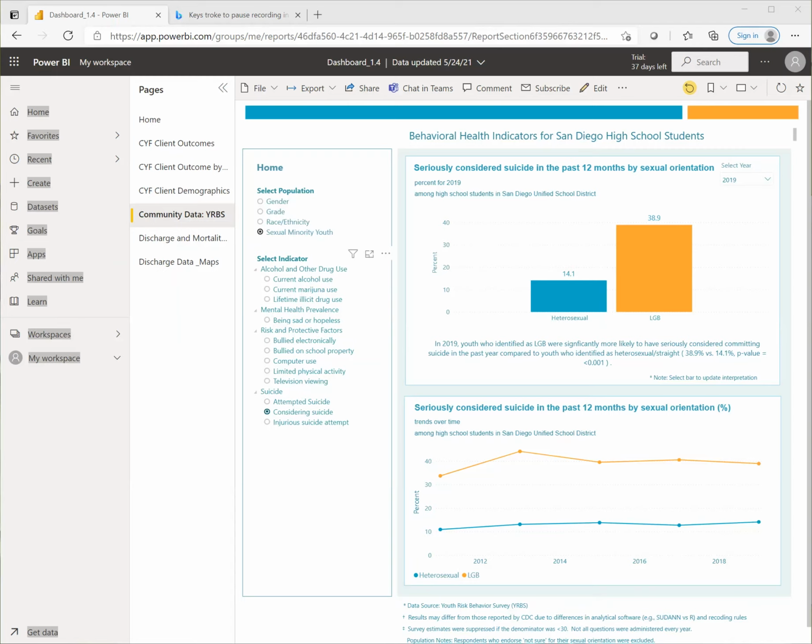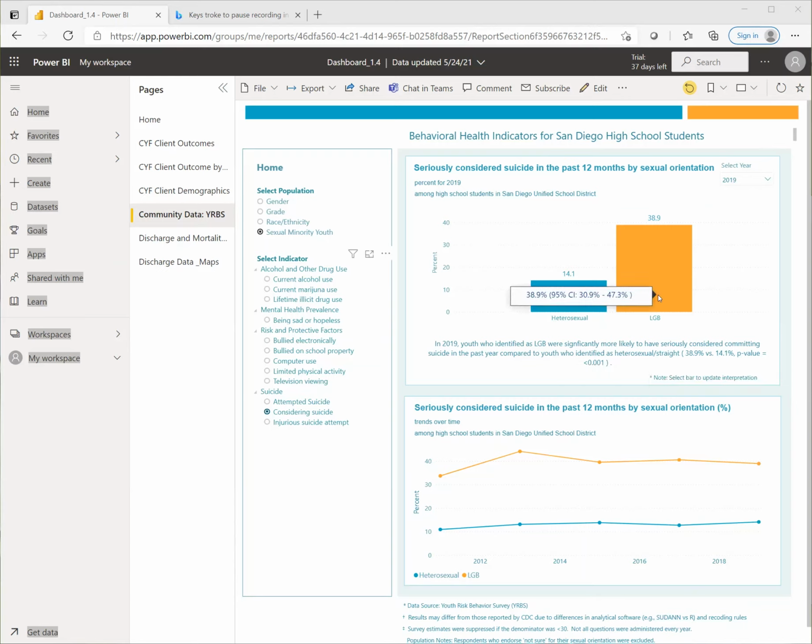So just to orient you to how the layout of the dashboard works, we'll start with this indicator of seriously considered suicide in the past 12 months by sexual orientation. And this first graph up here shows outcomes for a specific year, and you can change the year over here. And what's really nice is that we've also built in dynamic interpretations for each of the outcomes. So what this says is that in 2019, youth who identified as LGB were significantly more likely to have seriously considered committing suicide in the past year compared to youth who identified as heterosexual or straight. And then we have the associated point estimates and the p-value for the difference between the two groups.